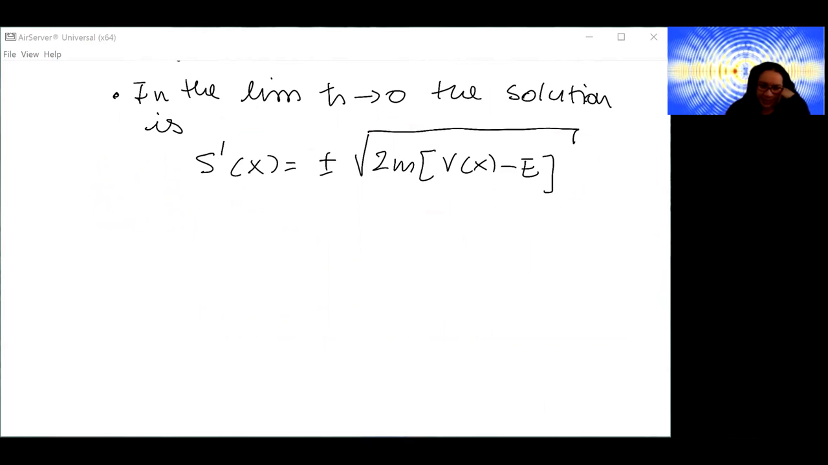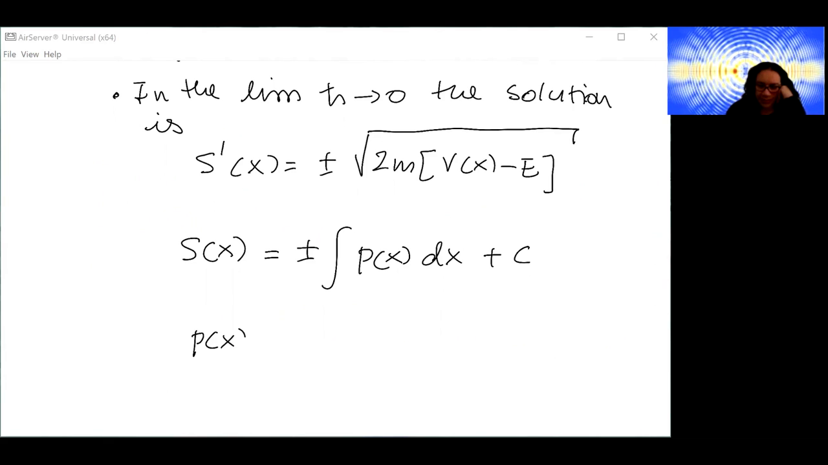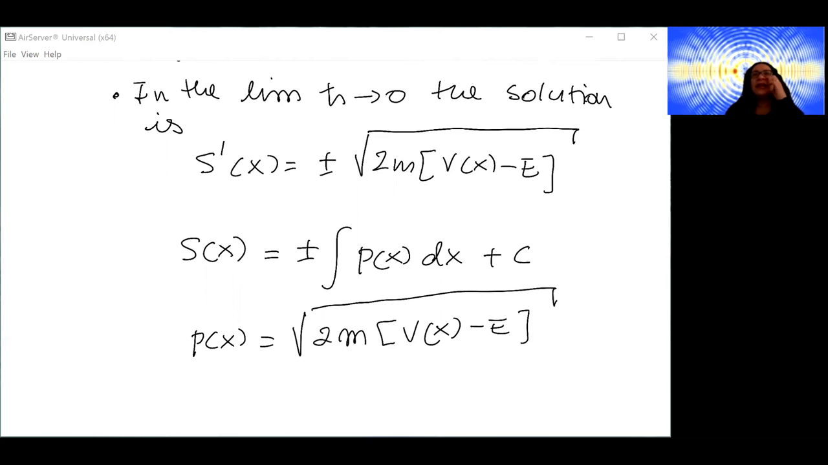So we can say that S(x) is ± the integral of p(x) dx, and I'm putting a constant here so that we have this in mind, where p(x) is the square root of 2m(E − V(x)). Let me check if I haven't forgotten anything. No, it looks okay.